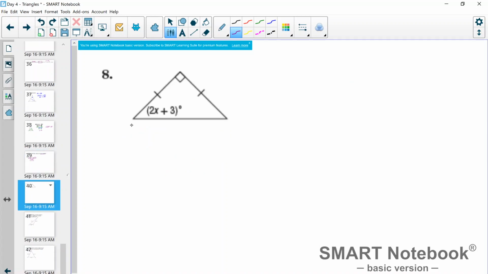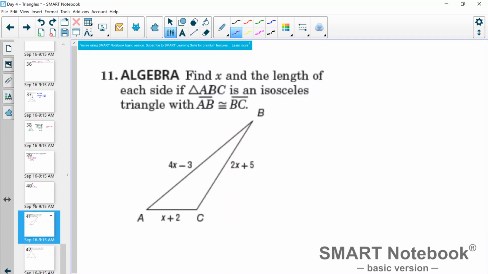And number 8, again, it's a little bit different. 2x plus 3 for this angle across from that slash. This angle being across from this slash also tells me this is going to be 2x plus 3. I'll use the fact that all three angles add up to 180 degrees. So 2x plus 3 plus 2x plus 3. Little square means we have a 90-degree angle up there. So if I add these three angles, I'm going to get 180 degrees. I would solve for x.